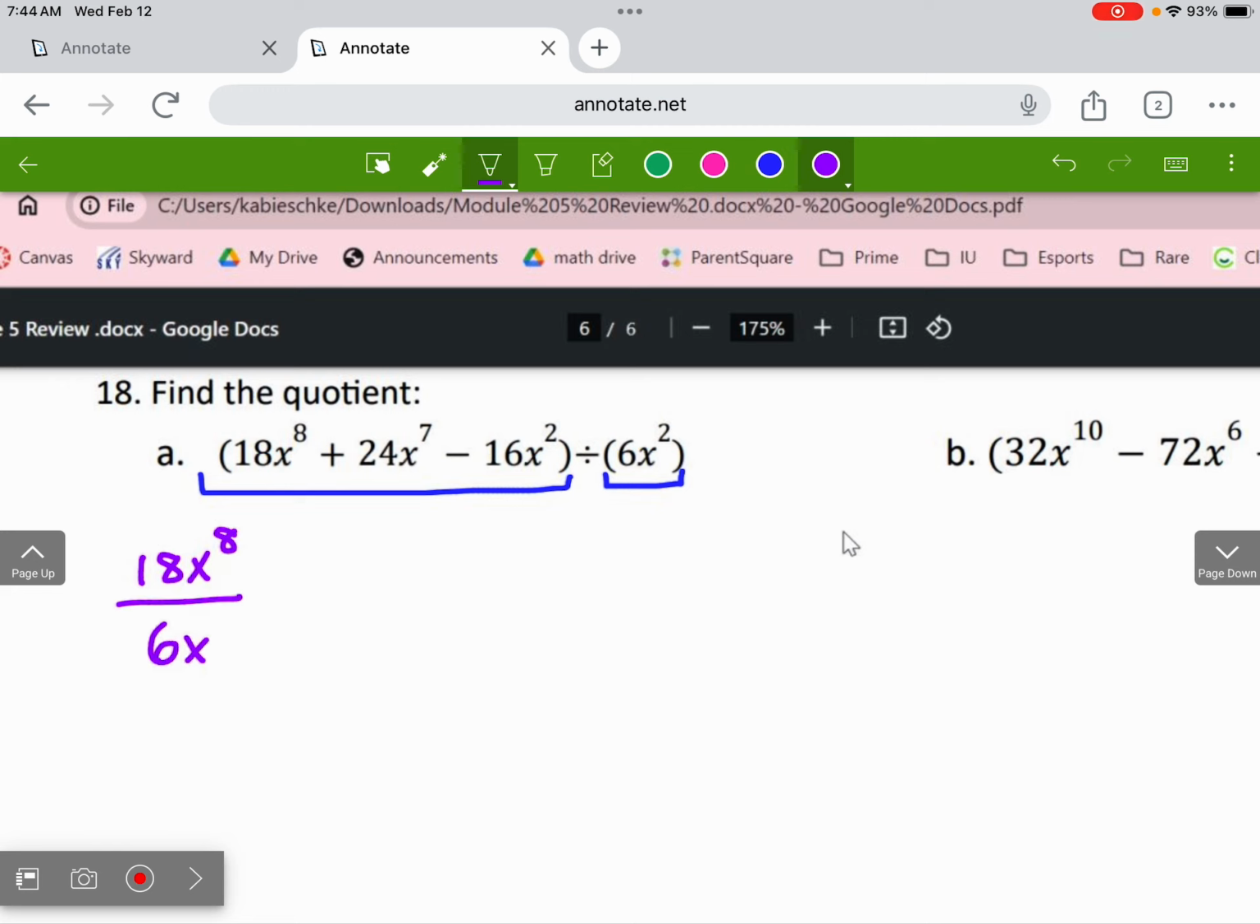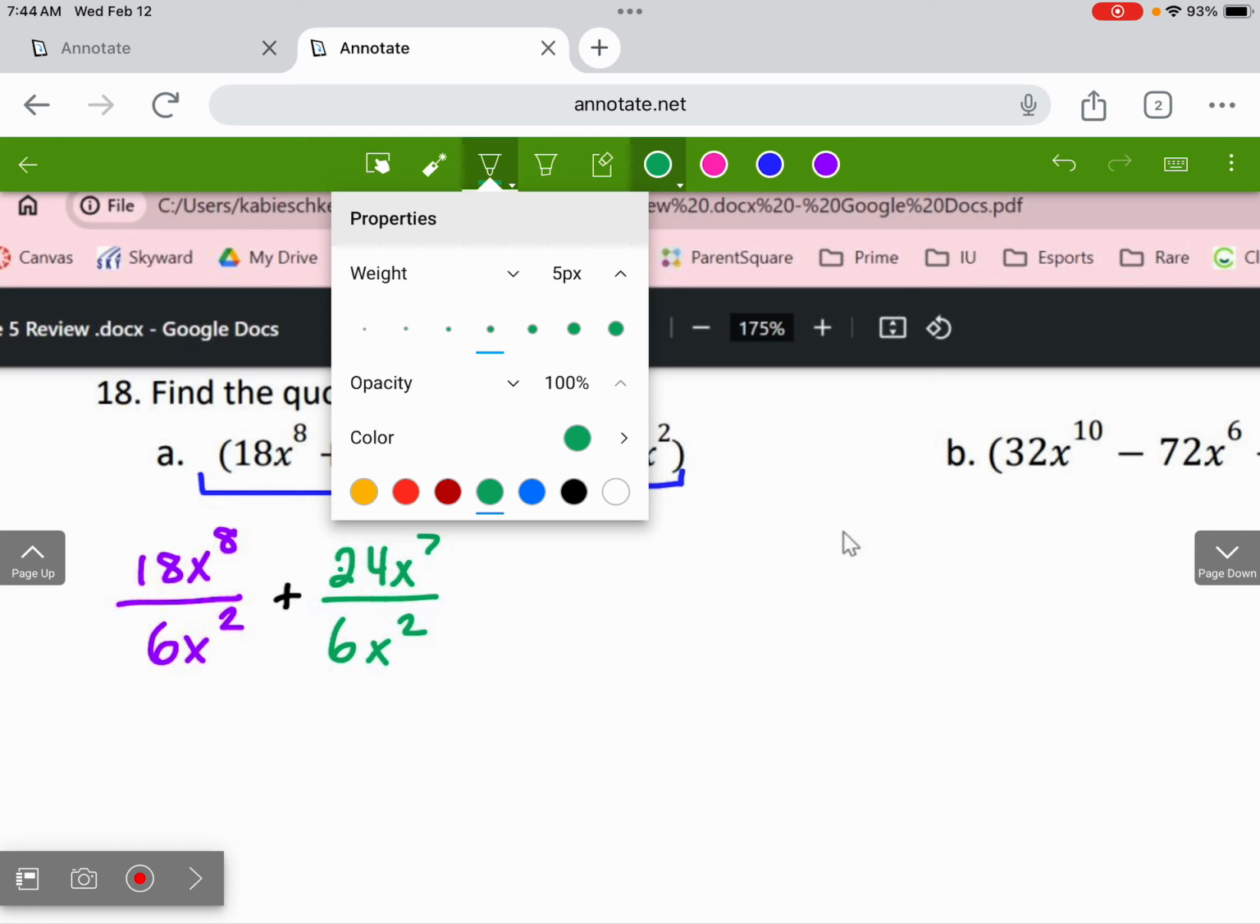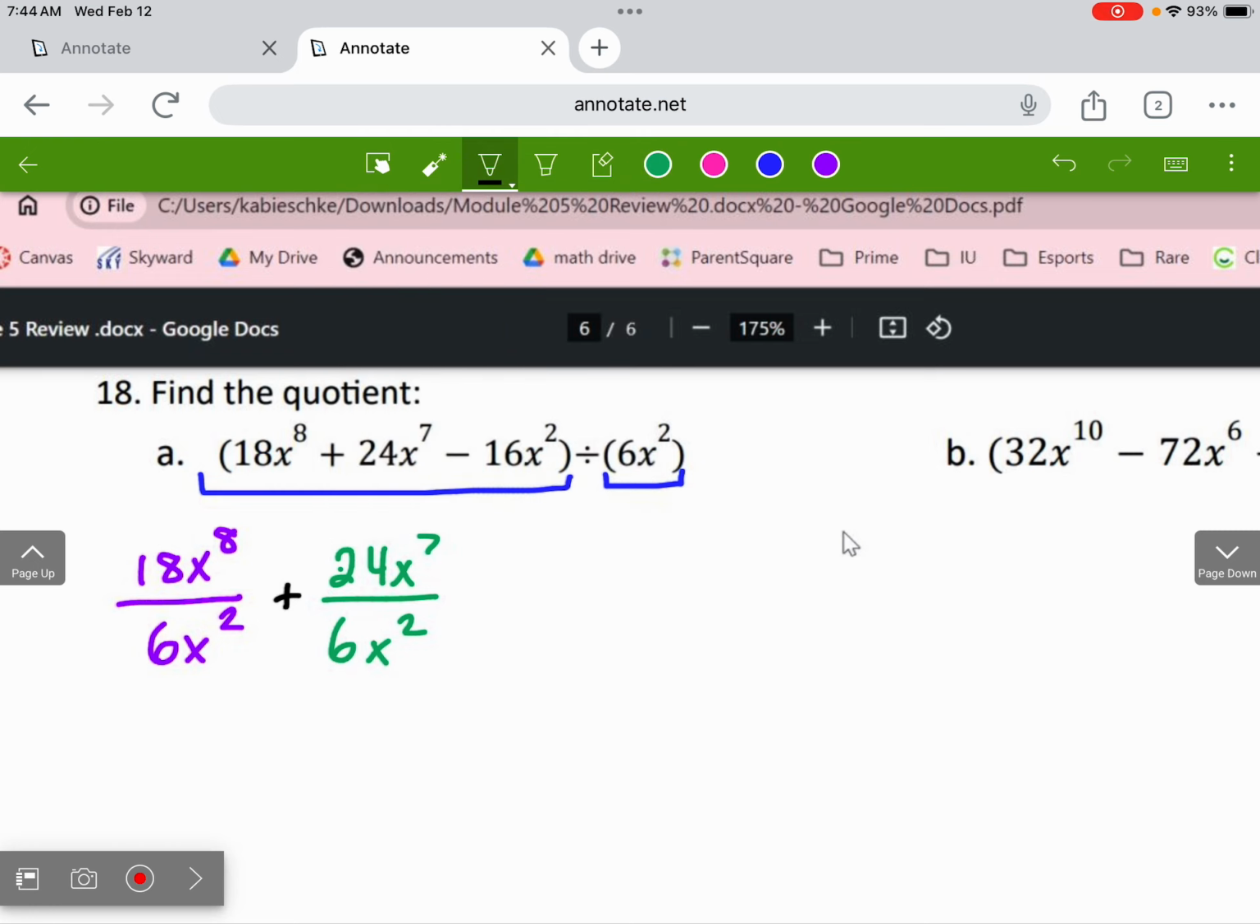So we're going to take our 18x to the 8 and divide it by 6x squared. Then we're going to take our 24x to the 7th. I don't know why there's a little dot inside the 24, but there is, and I can't erase it. So we're just gonna have it. It's all good. And we're going to have our minus 16x squared over our 6x squared. So split it up into separate pieces. Whenever we're dividing by a monomial, we're going to put it as separate fractions.